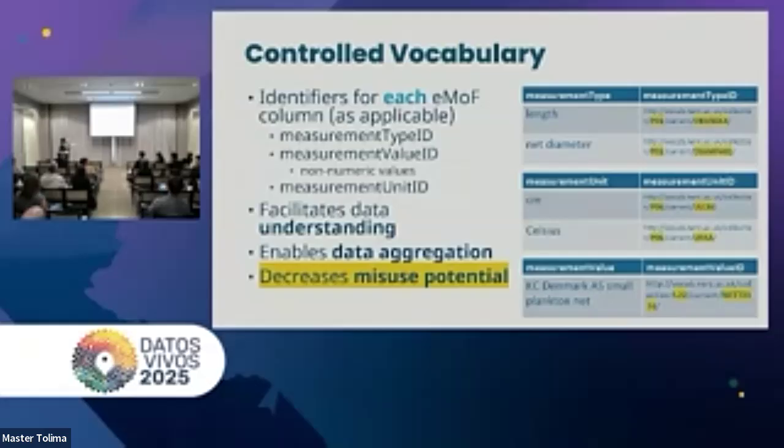And this can really help facilitate understanding of your data. That way users don't just see temperature and assume it's sea surface when it's actually at the bottom, or whatever the nuances of the data are. This also enables data aggregation. As a data user, I want to collect all of the abundance data. I can make sure I use the right vocabulary and collect all the ones that have the same identifier. So using controlled vocabulary, both as a data provider and a data user, can help decrease misuse potential.